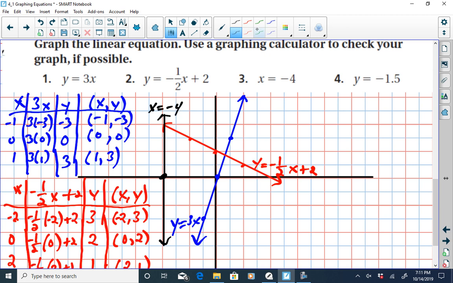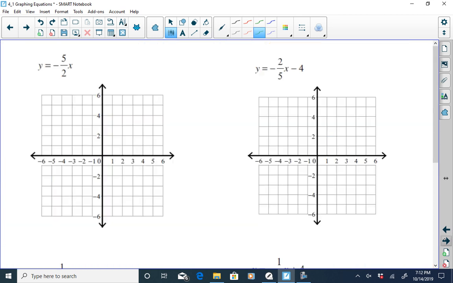And this next one, what color did I use? Green. y is equal to -1.5. Well, where on my y-axis is y equal to -1.5? Well, that's going to be right here. So I want to draw a horizontal line through that point, where y equals -1.5. Let's try a few more examples.